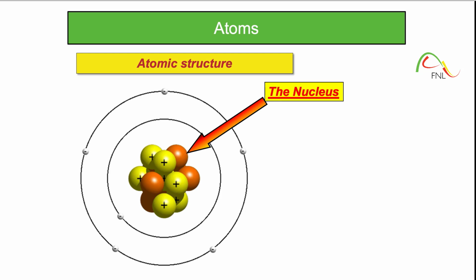Okay, this is a diagram you may have seen before. This is the typical atom. You've got the nucleus there, bits in there and bits on the outside as well. Let's try and find out a bit more about these bits, shall we?